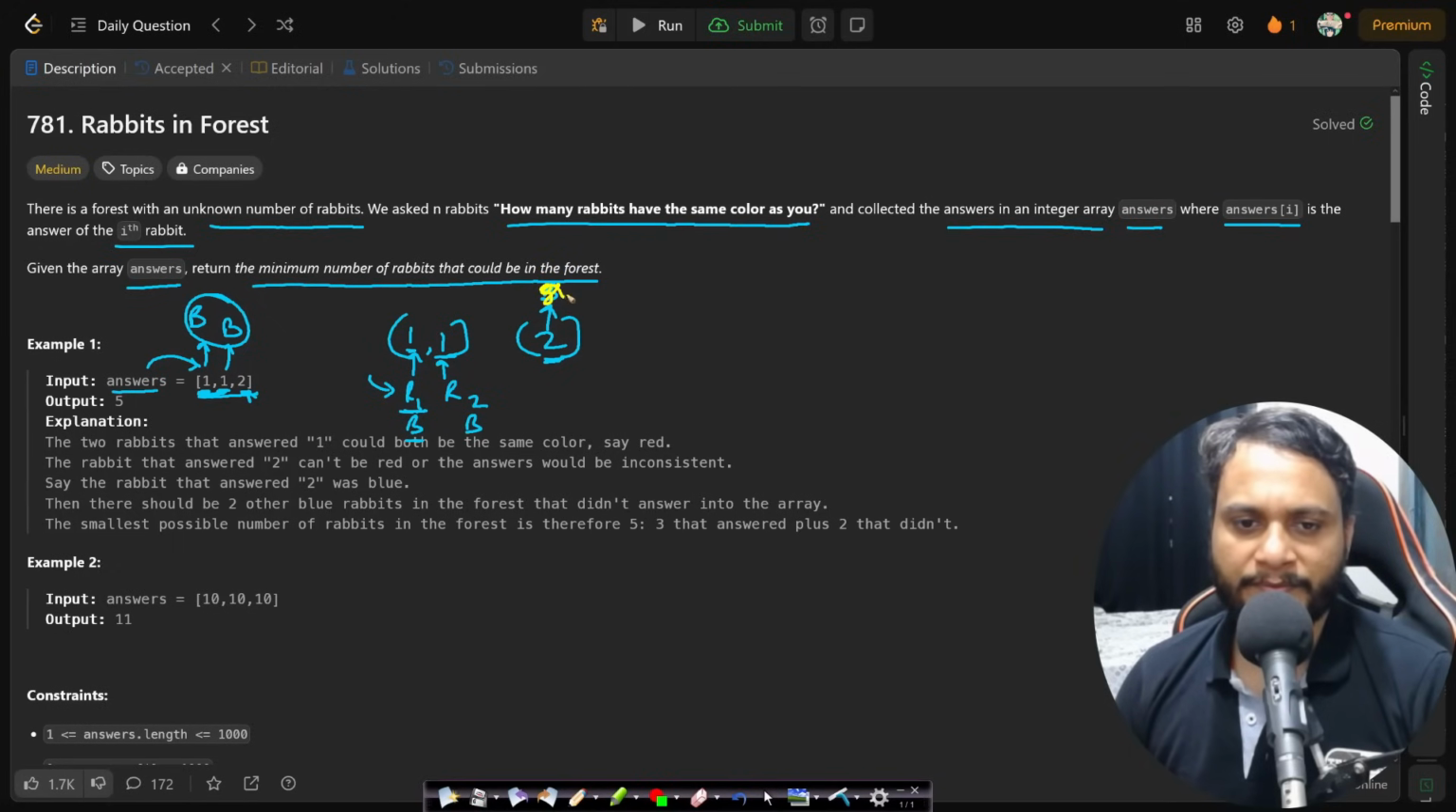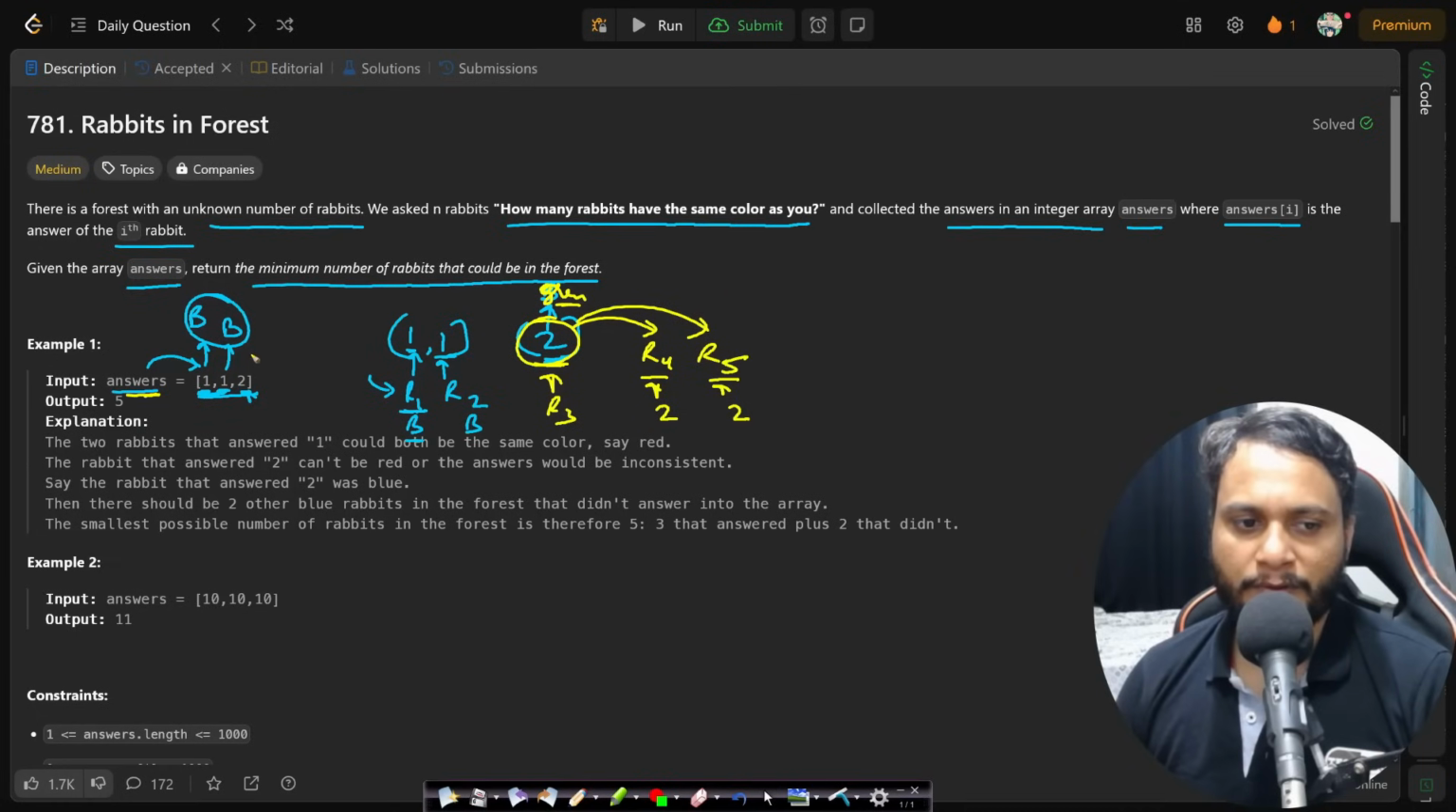then there must be two other rabbits, and since they are not present in the answers array, this means that I did not ask the question to those rabbits R4 and R5. Otherwise, if I would have asked them the question, then they would have also given 2 and 2 and not any other value, right, if they belong to the same color as rabbit 3.